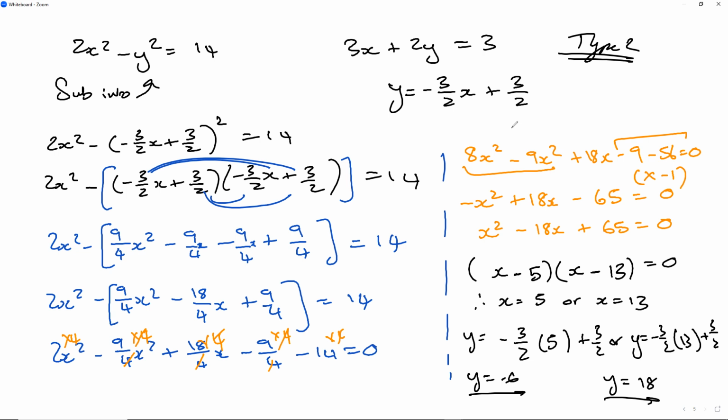So y is equal to negative 18. And so we get the coordinates, or the final answer for this, to be x equals 5, y equals negative 6. X equals 13, y equals negative 18. 5, negative 6, 13, and negative 18. And we can check if the solution is correct by substituting it in here. If I put 5 in here, and I put negative 6 in here, for example, this is going to be 25 times 2, which is 50. And this is 36, and 50 minus 36 is 14. So that works out.